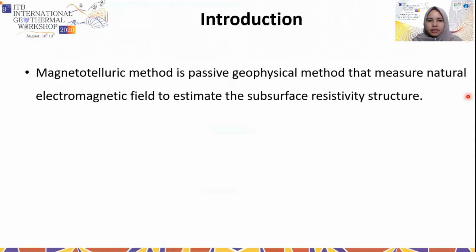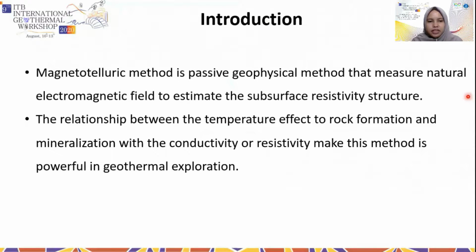The magnetotelluric method is a passive geophysical method that measures the natural electromagnetic field to estimate the subsurface resistivity structure. This method is powerful in geothermal exploration because there is a relationship between the temperature effect on rock formation and mineralization with the conductivity or resistivity. This method can also determine the geometry of the subsurface based on the conductivity or resistivity characteristics.